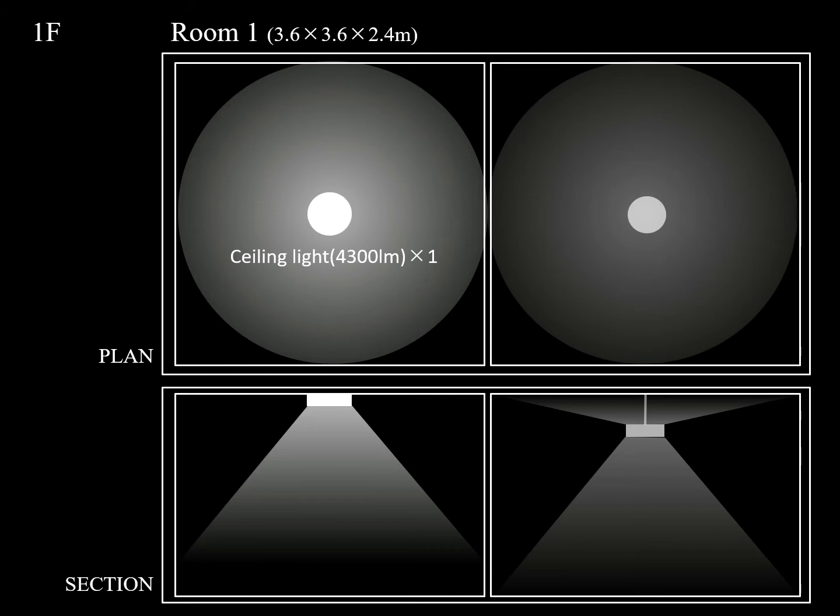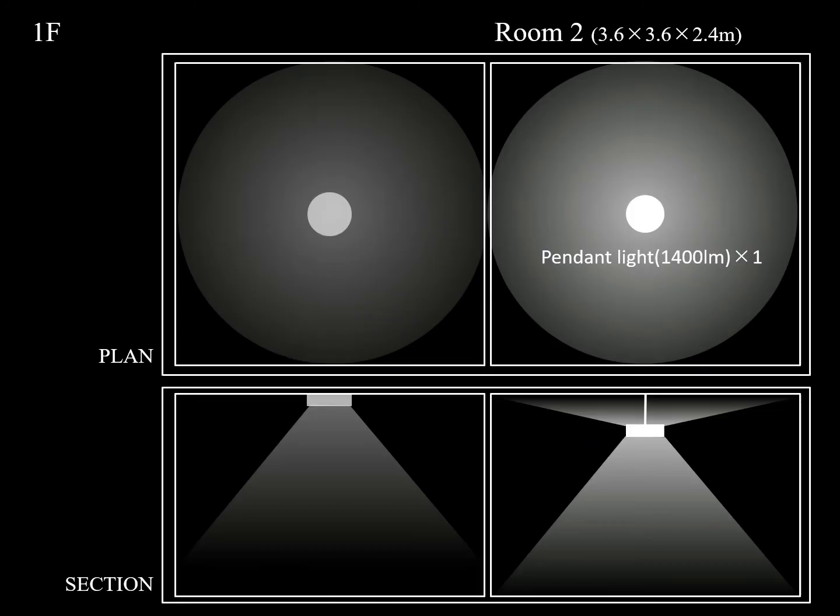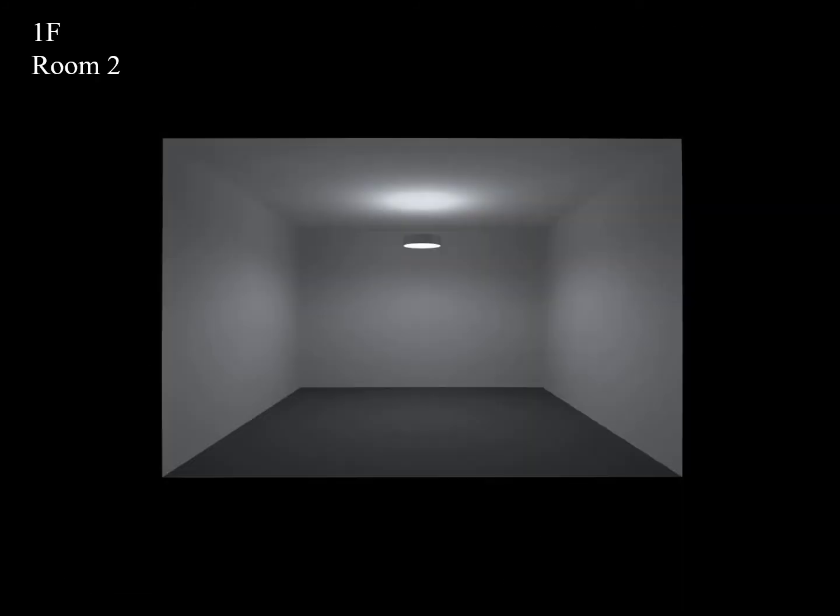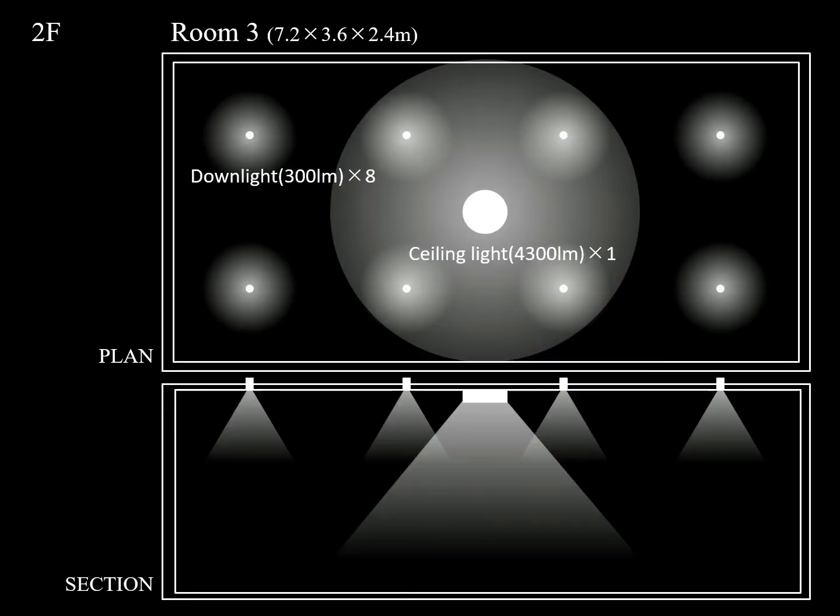The design target is a double-decker house with 2 rooms on the first floor and 1 room on the second floor. The rooms on the first floor are the same size, and room 1 has 1 ceiling light. This is the luminous environment simulation by computer graphics. Room 2 has 1 pendant light. Room 3 on the second floor has 1 ceiling light and 8 down lights.